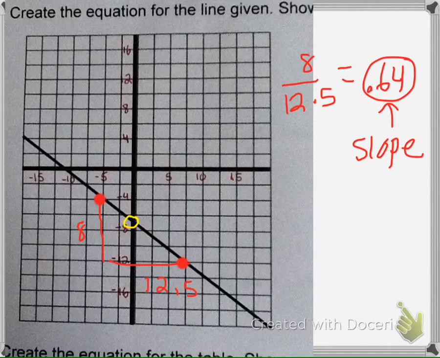Another thing I just realized I forgot is my slope is negative. Noticing my line from left to right is falling. Okay, so now I get to write my equation.